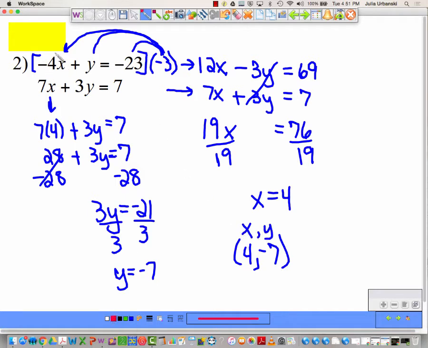So negative 4 times positive 4 is negative 16, and then minus 7. Negative 16 minus 7 makes negative 23. So we're doing it right. 7 times x is 7 times 4, that would be 28. And then 3 times y. Y is negative 7, so that makes negative 21. So 28 minus 21 makes 7. Yes, it works.